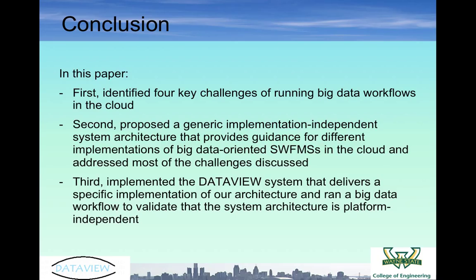So, in this paper, first, the author identified 4 key challenges of running big data workflows in the cloud. And second, the author proposed a generic implementation-independent system architecture that provides guidance for different implementations of big data-oriented scientific workflow management systems in the cloud and addresses most of the challenges discussed. At last, the author implemented the DataView system that delivers a specific implementation of the author's architecture and ran a big data workflow to validate that the system architecture is platform independent.